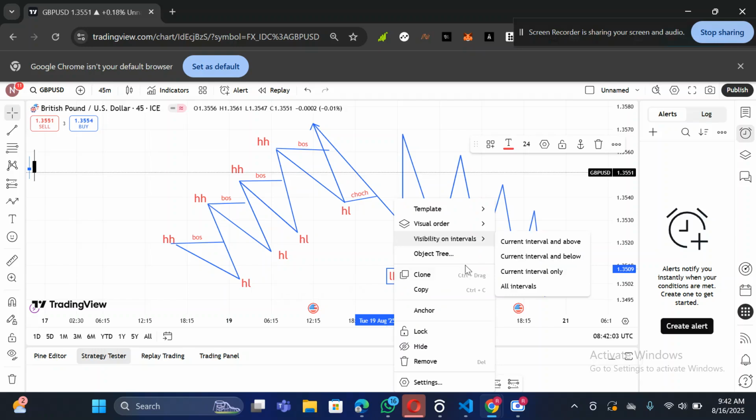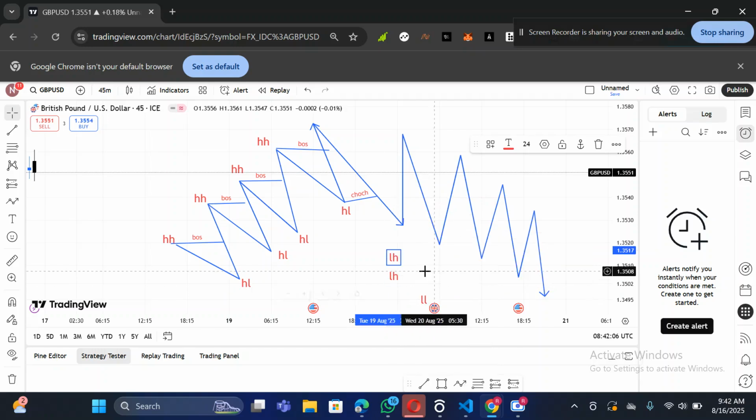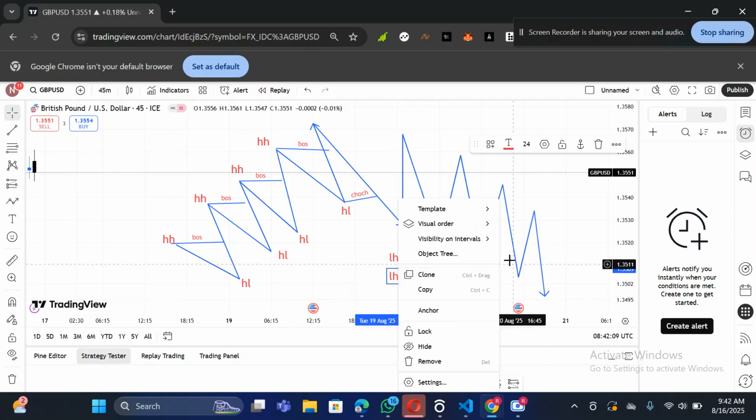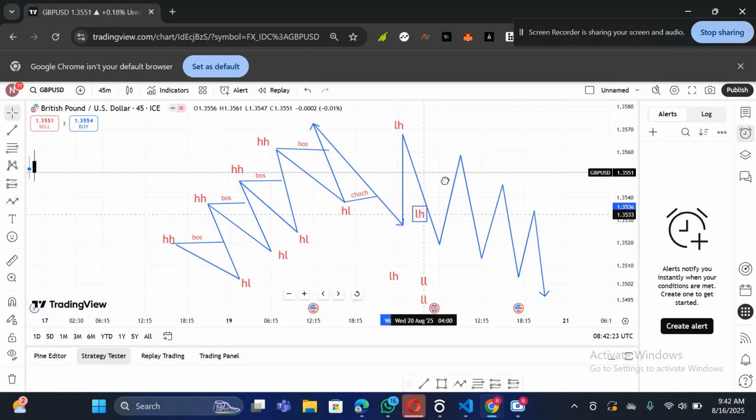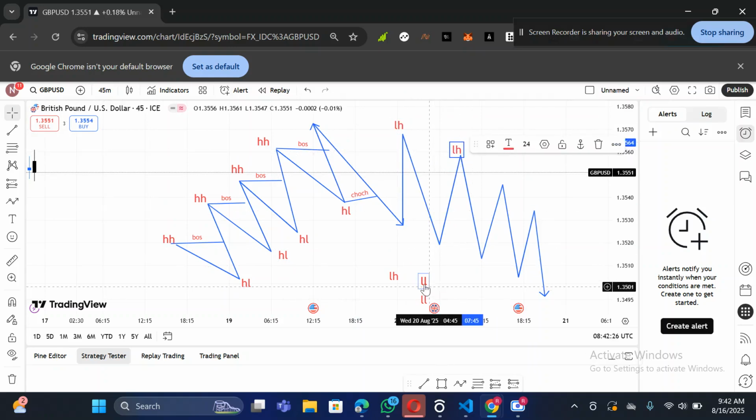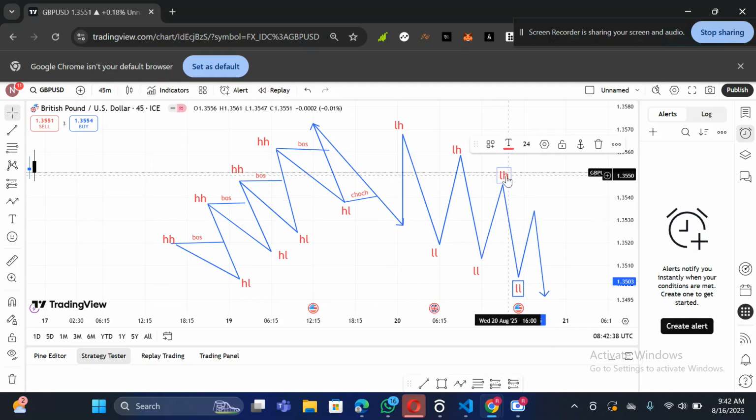So let me just quickly clone this, so that I can put it in the spot where they are meant to be, so that you can understand it very well. Understand where I'm coming from. I'm going to be placing this here. This is where the lower high is meant to be. Lower high here, then the lower low is going to be at this point. Lower high is going to be at this point. Lower low here, and the next lower high is going to be at this particular spot here. Now, this is how it is.